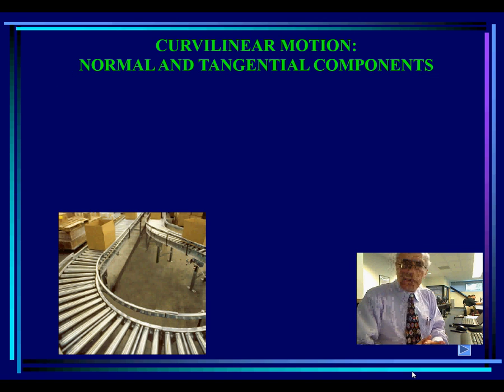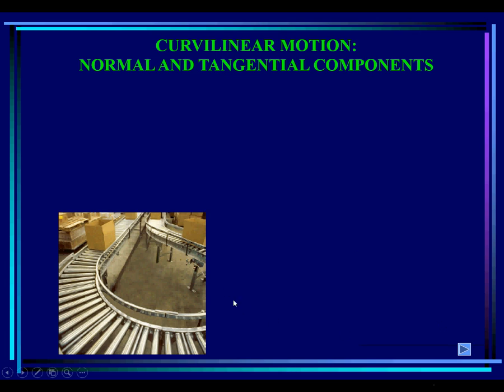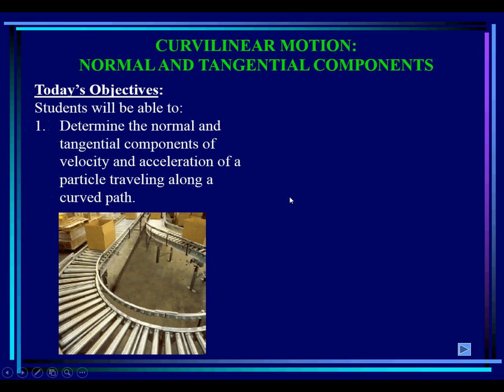Today we are going to see a review of curvilinear motion. What equations control the motion of bodies, and in our interest here, of vehicles when they take turns? What equations control the motions of those? That's what we're going to see. All right. So we have this objective.